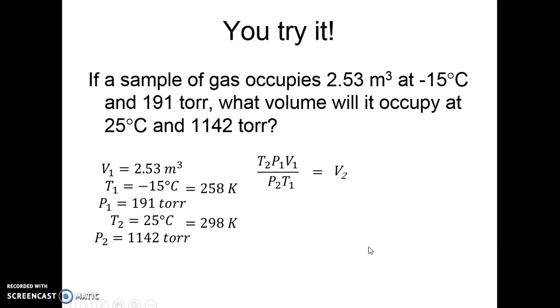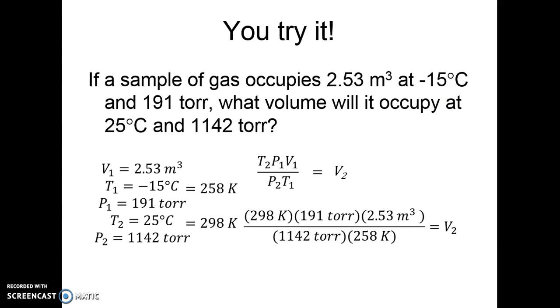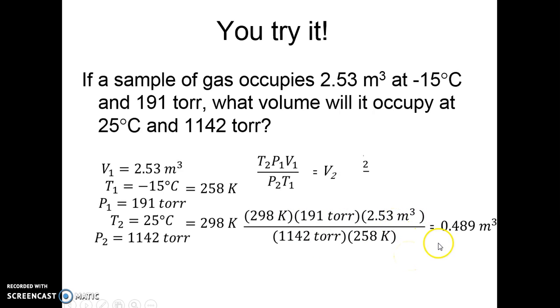Okay, let's plug in our variables now. T2, P1, V1, P2, T1. Let's look and see what happens with the units. Kelvins cancel out. Torr cancels out. What's left? Meters cubed. I do my math, and the volume that I get from this is 0.489 meters cubed.